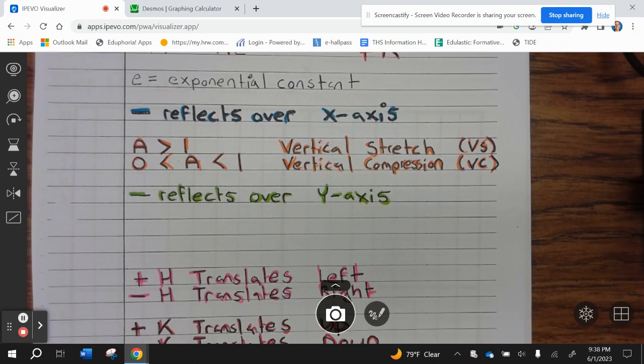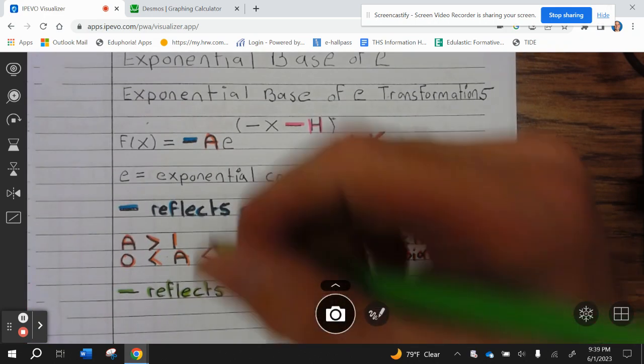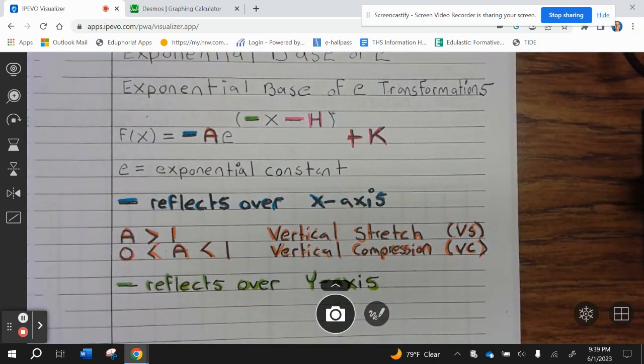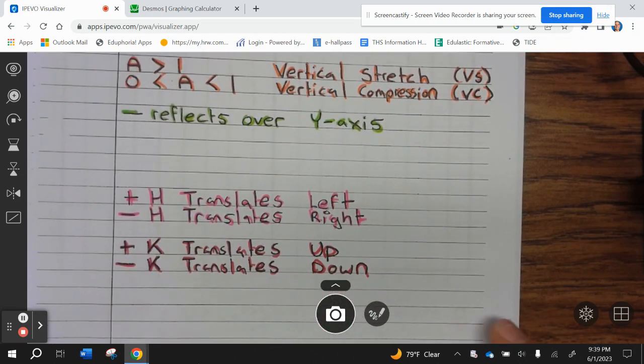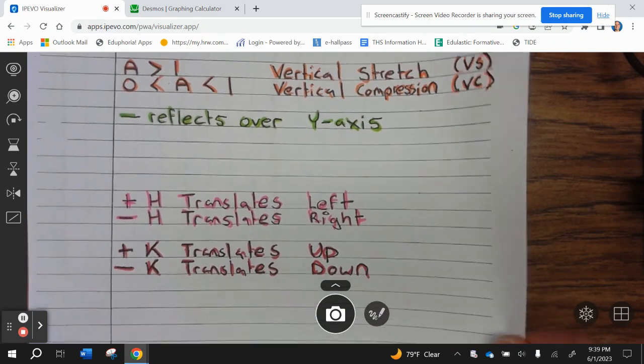If the negative is in front of the x, it reflects over the y-axis. Plus h translates left, minus h translates right, plus k translates up, minus k translates down.